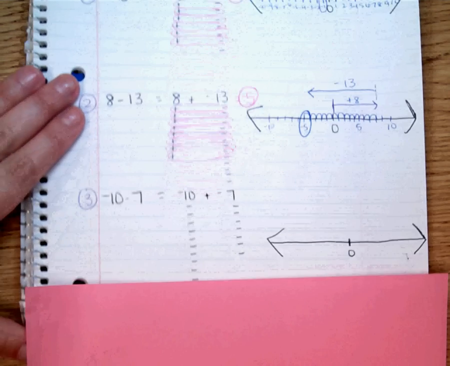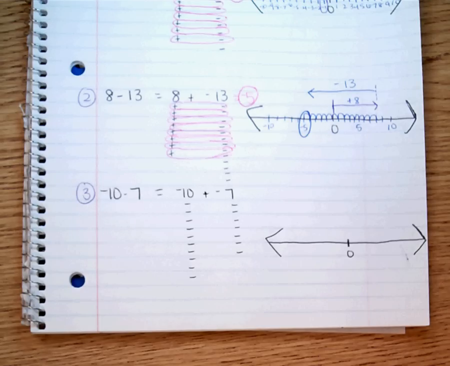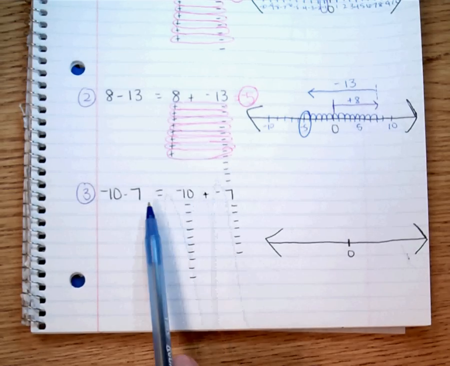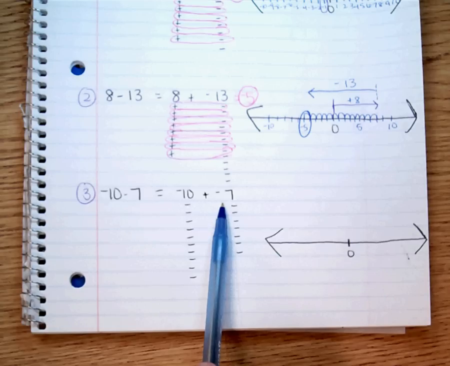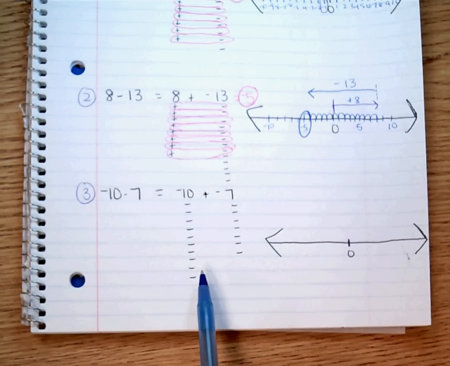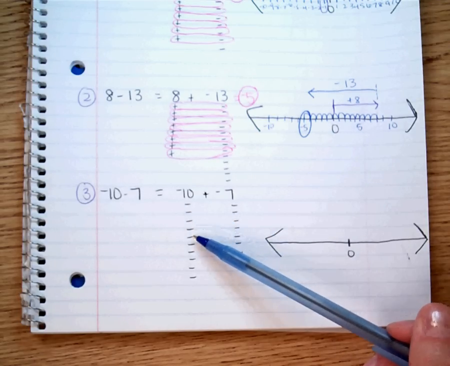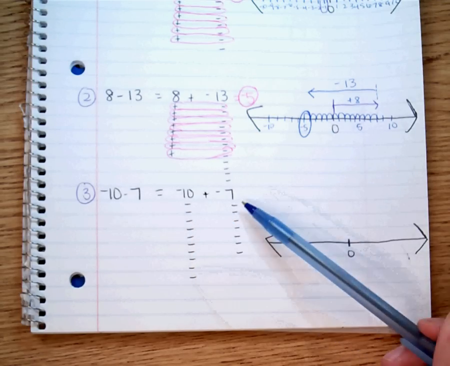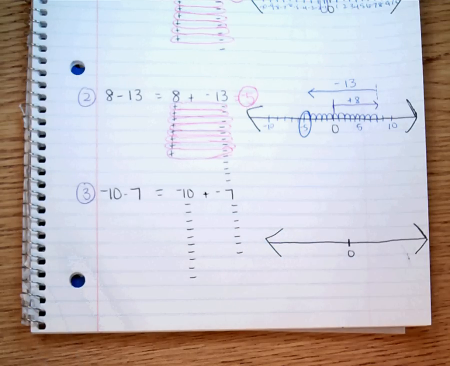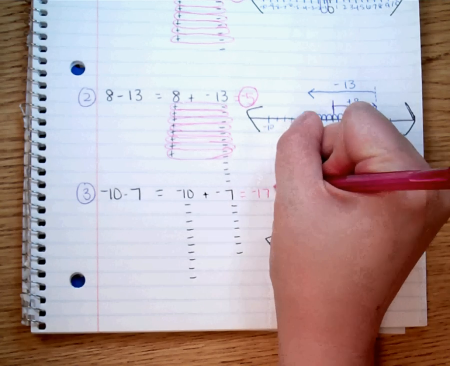Okay, our last example for this video is going to be negative 10 minus 7. Rewritten, that's negative 10 plus the additive inverse of 7, which is negative 7. Since these are all negatives, I can't pair up a negative and a positive, so I just count up how many I have. 1, 2, 3, up to 17. So I have 17 negatives total, so my answer is going to be negative 17.